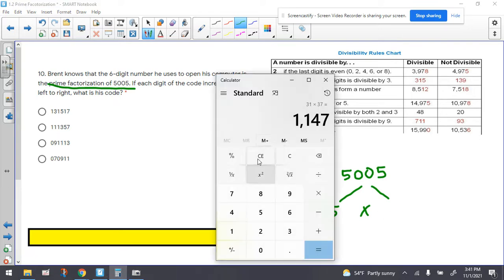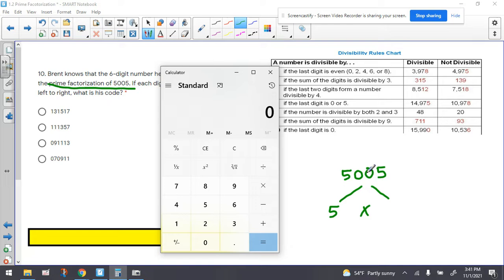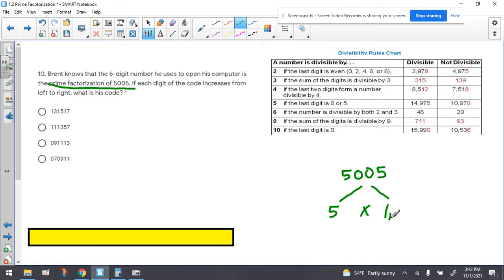So to speed things up, I'm going to use my calculator. I'm going to take this number and divide it by this number. And we get this number. So let's write that number down. 1001.